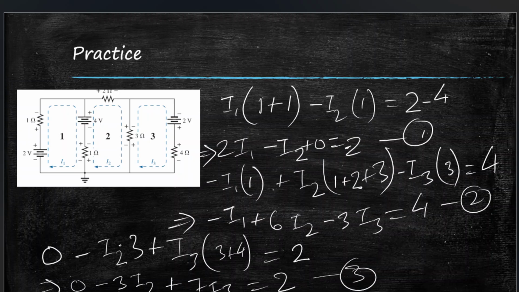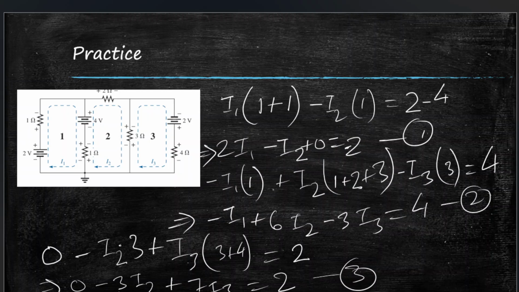Now we have 3 linear equations. We can solve that in calculator 2. Let's solve it. 2 minus 1, 0, minus 2. And then minus 1, 6, minus 3, 4. And 0, minus 3, 7, and 2.